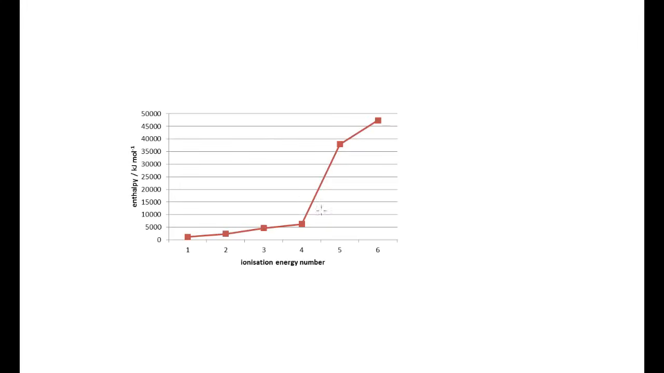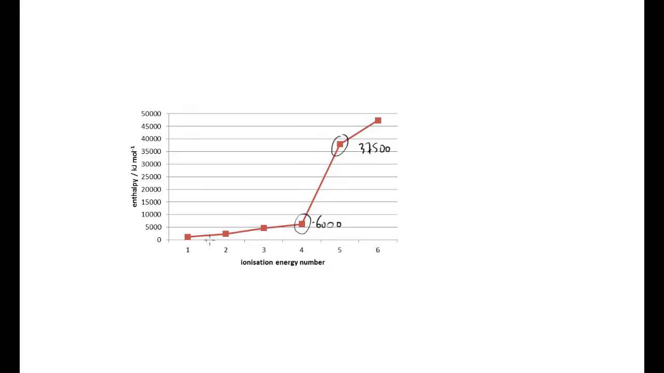So here we've been given a graph, or we could have been given these as values, but it doesn't matter. What we've got is 4 values increasing, then a big jump. You can see we're going from about 6,000 up to something like 37,500. So we've got a massive jump up between there, which to me instantly tells me that I must be moving into a different energy level.